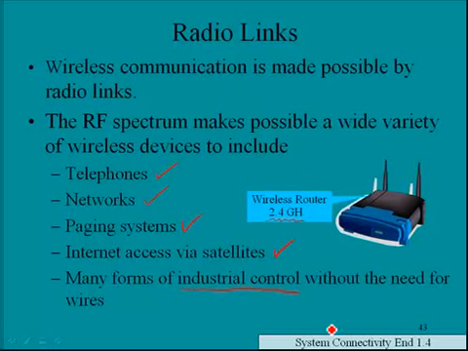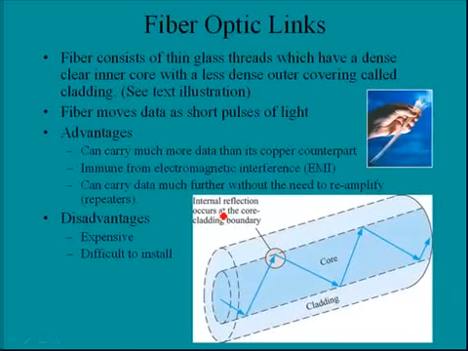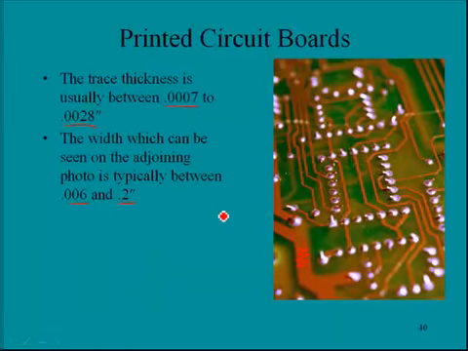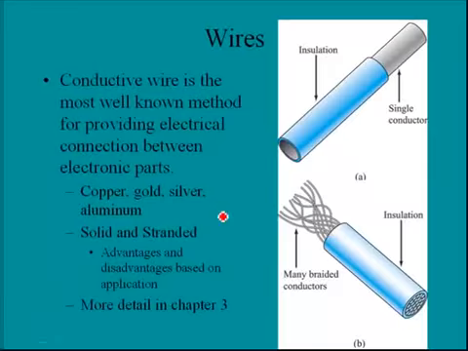Okay, so this section is rather quick. It is addressing system connectivity, and we're looking at how electronic systems are connected. And we just looked at radio links, and we looked at fiber optic links, infrared links, printed circuit boards, and wires.